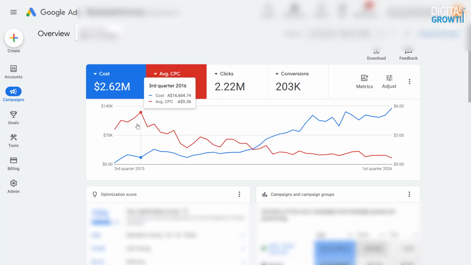Now, here's something very important to understand. Over time, the total spend has significantly increased, but at the same time, the average CPC has decreased. If you look at the graph, you'll clearly notice the cost line is steadily going up, while the CPC line is consistently going down. And this is exactly what you want when scaling campaigns, because it means you're investing more into the campaigns, but you're paying less for each click and generating more conversions at scale. This is a strong indicator of a well-optimized and efficiently scaled account.